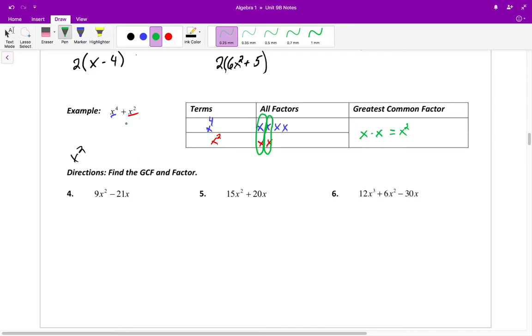Now when you divide, here's where the tricky part is. You put the x squared in front. When you take x to the 4th and divide it by x squared, remember you subtract the exponents. So 4 minus 2 would be x to the power of 2.